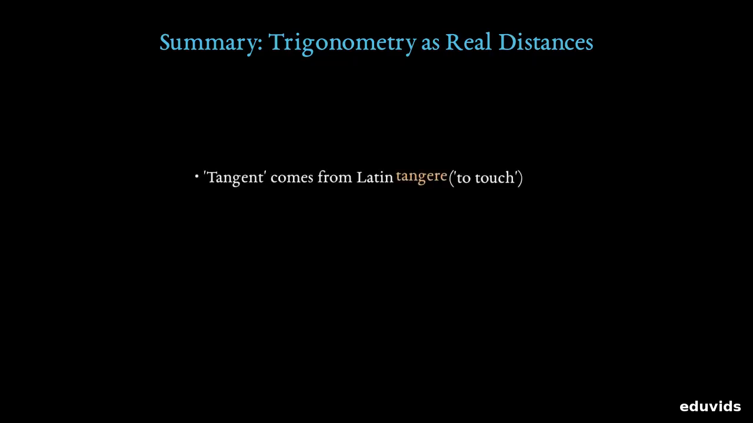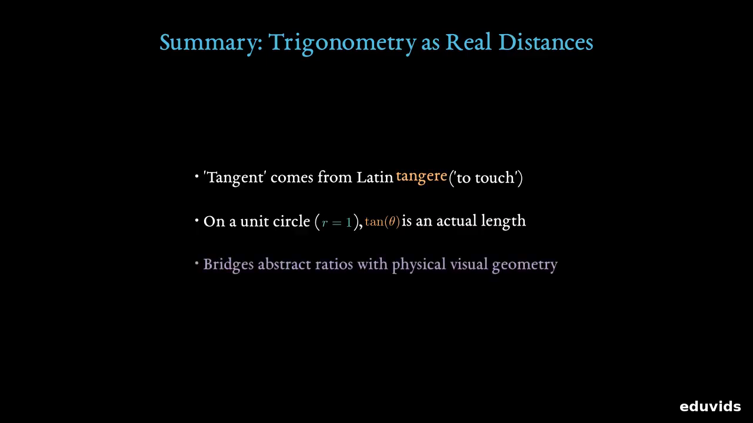This geometric construction bridges the gap between algebra and geometry, turning an abstract ratio into a physical measurement you can see. Next time you calculate a tangent, picture that upright line segment standing tall against the edge of the circle. You now know that trigonometry is not just a table of numbers, but a map of real distances drawn right on a circle.